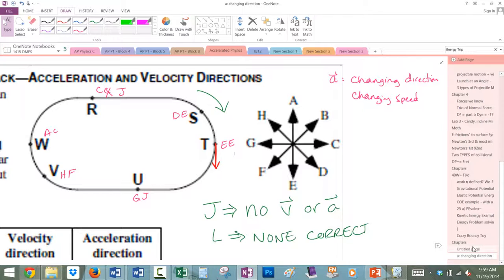What's keeping the car in? With your partner, do another one. On the next one, I want to put letters S, V, and W.